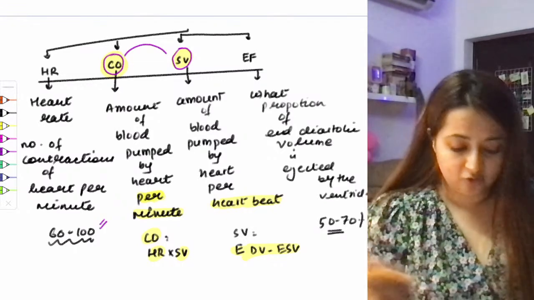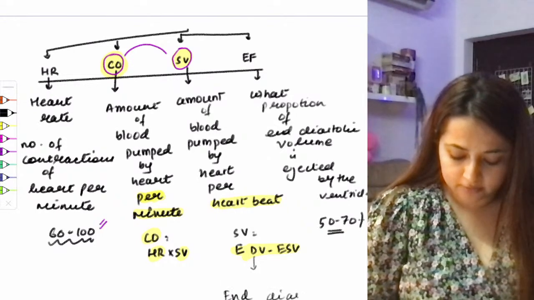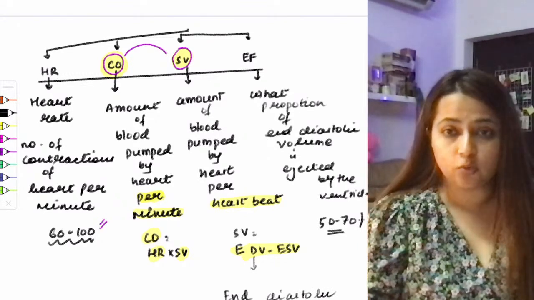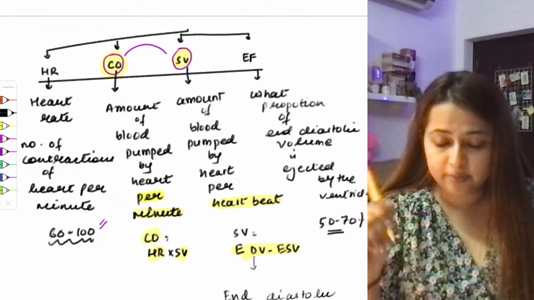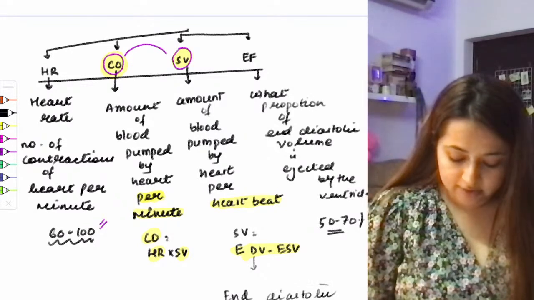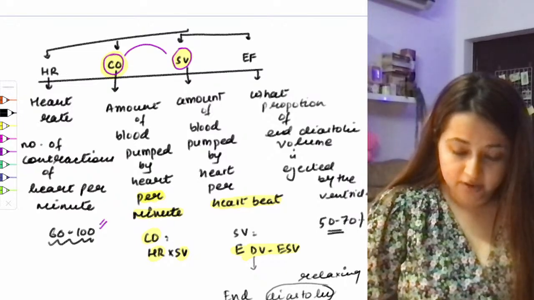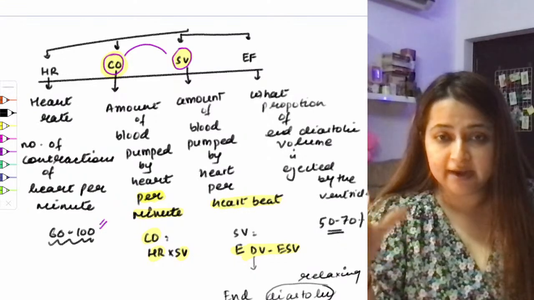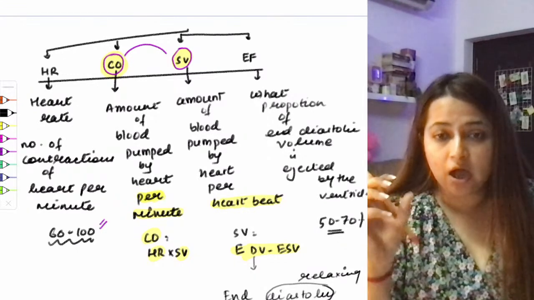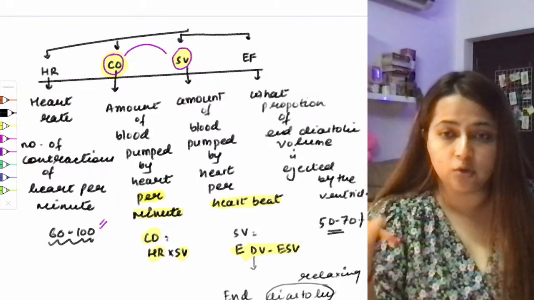Okay, so end diastolic volume. Let us try to understand this in a simpler way. What do you understand by end diastolic volume? What is this end diastolic volume we are talking about? So remember, diastole means a relaxing phase. Okay, end means at the end. So at the end of the diastole, the relaxing phase of the ventricle, right, how much blood is remaining in that ventricle? This is known as the end diastolic volume.